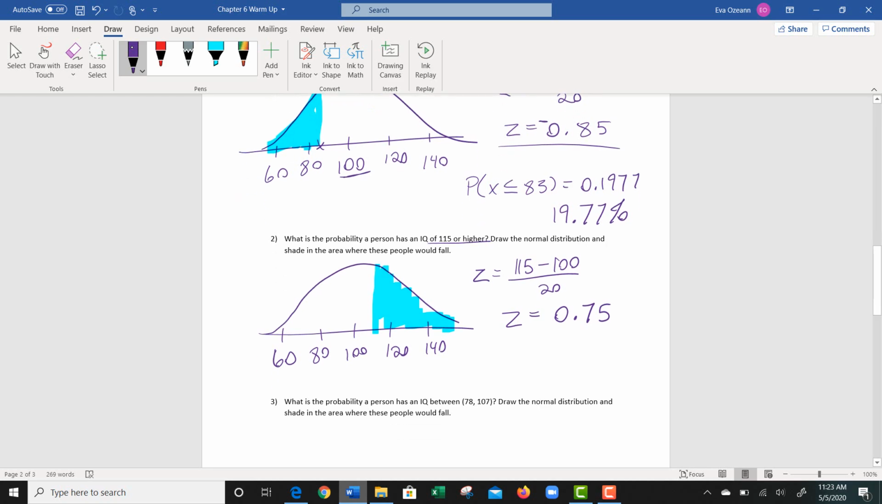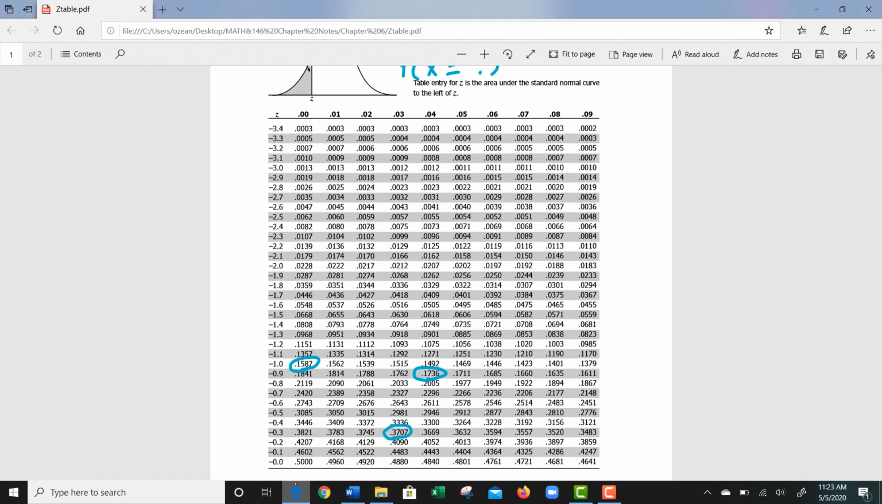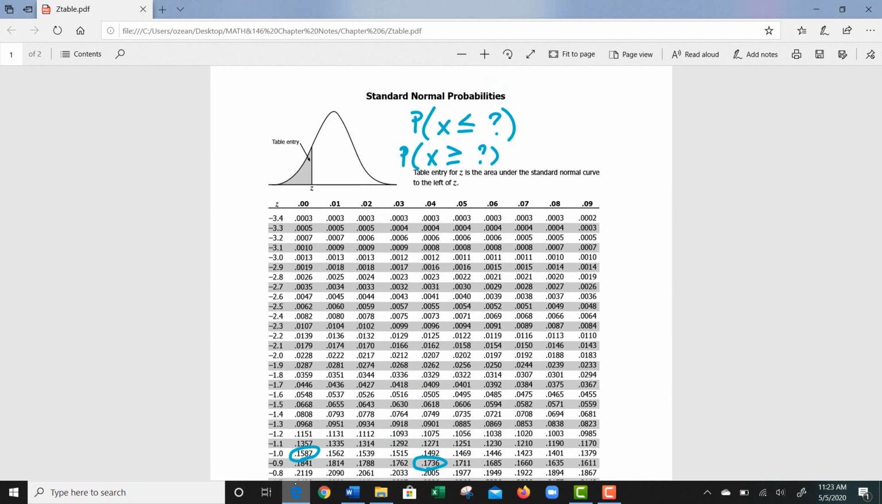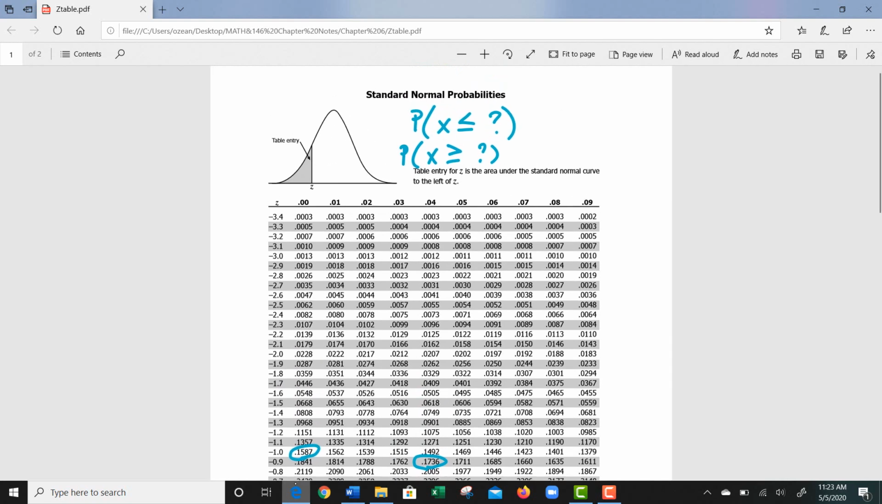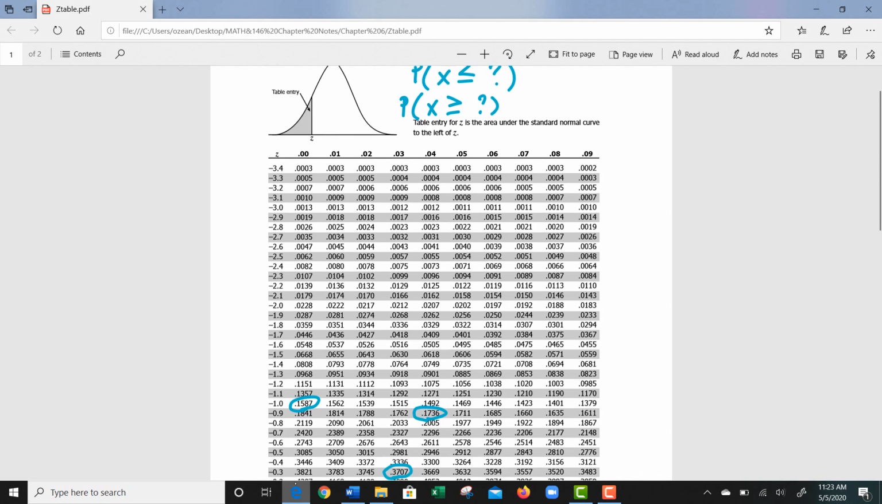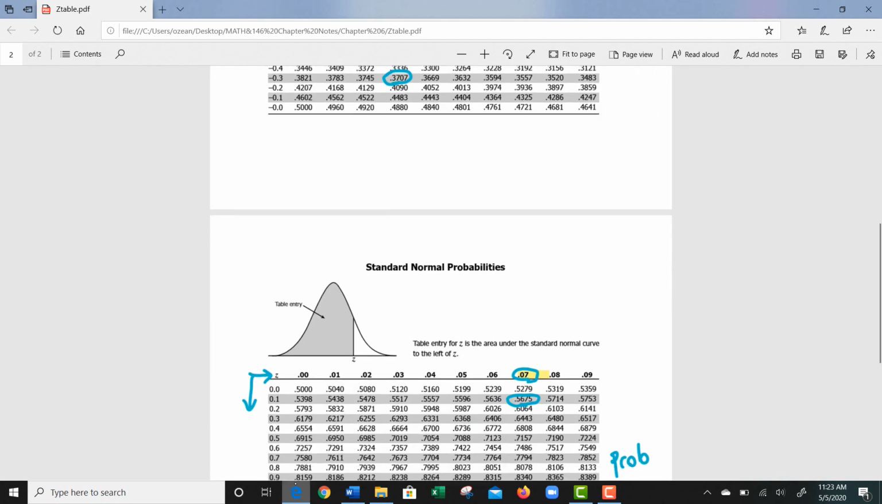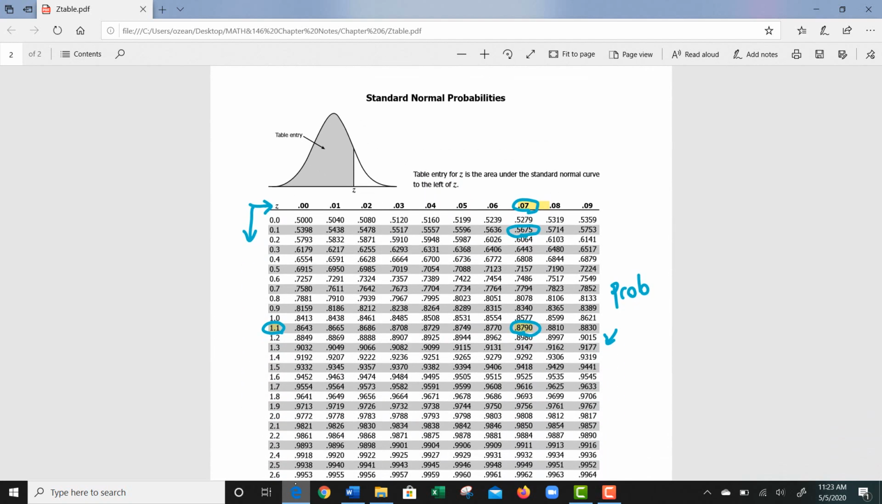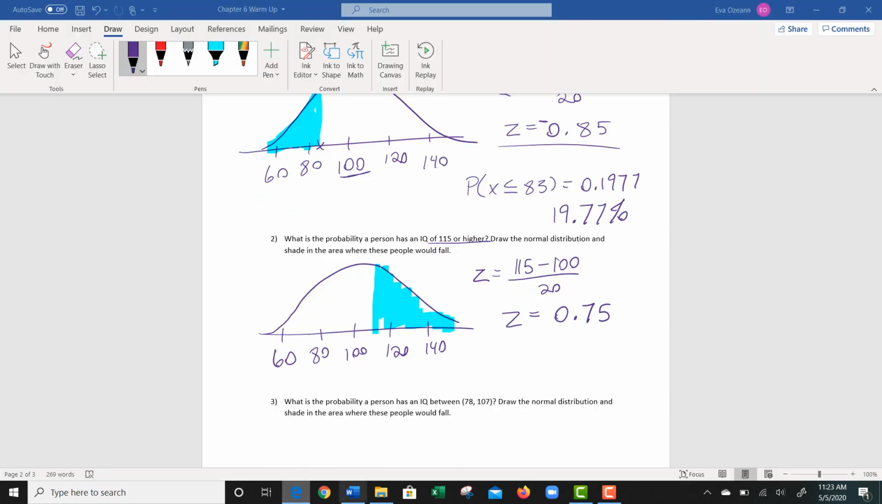Now, when we find that probability on our z-table, remember, the z-table only gives you the area to the left. So if you want to find the area to the right, what you have to do is find that probability and then subtract it from 1. So 0.75 is going to give us a probability of 0.7734.